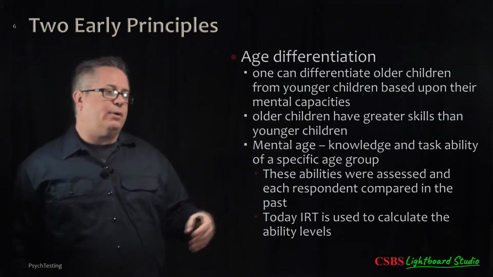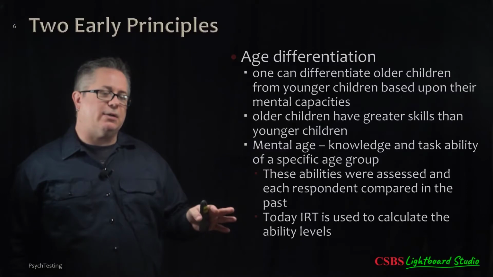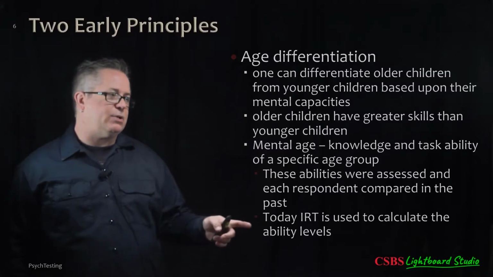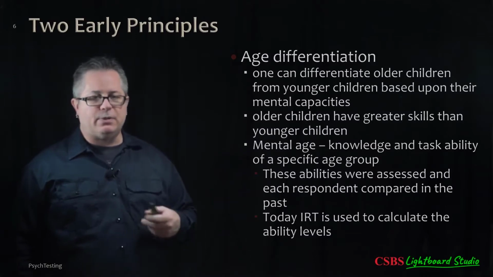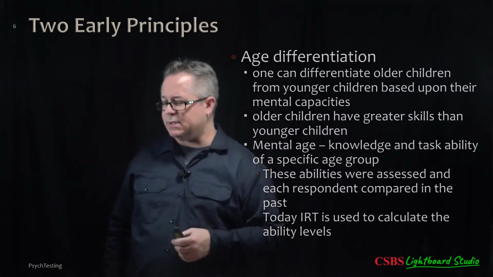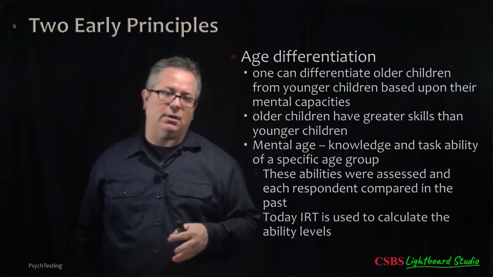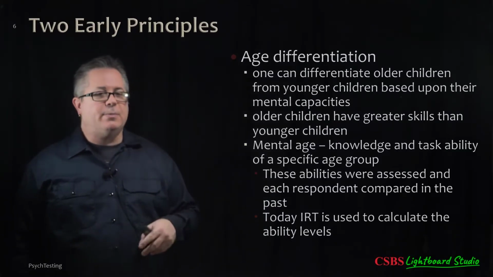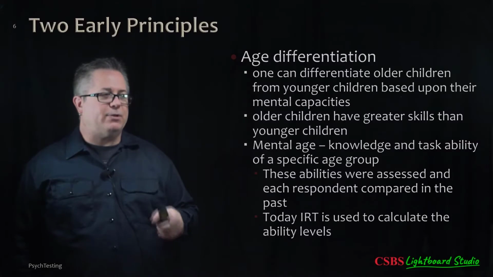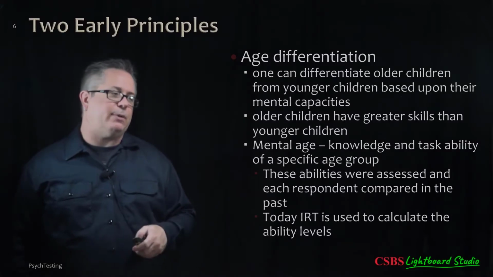Today, this isn't quite done. Mental age is not really still in there. IRT is used to calculate ability levels, and they do things by percentile and other measures. It's more mathematically complicated, but in the end you still get an IQ, though that IQ is not necessarily based on mental age in the same way that it used to be.